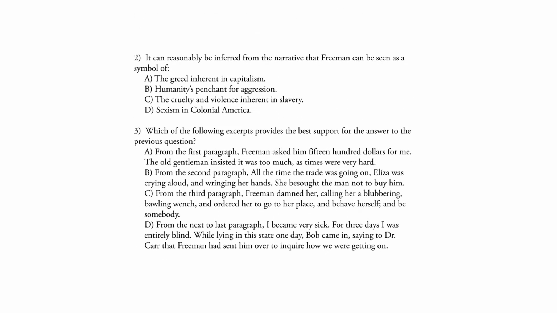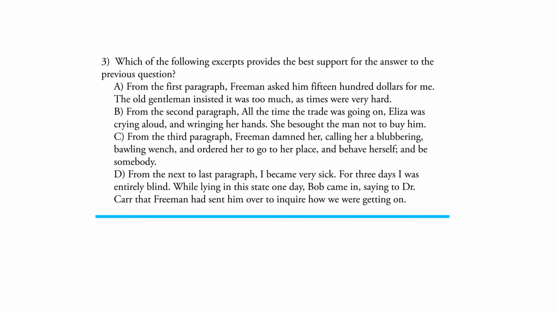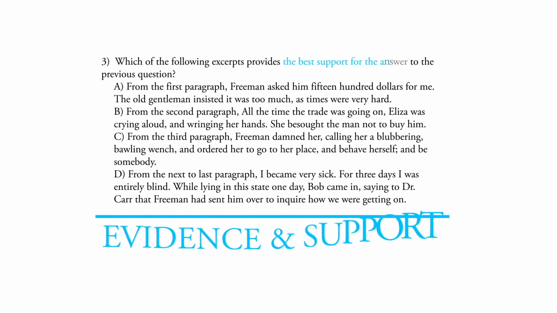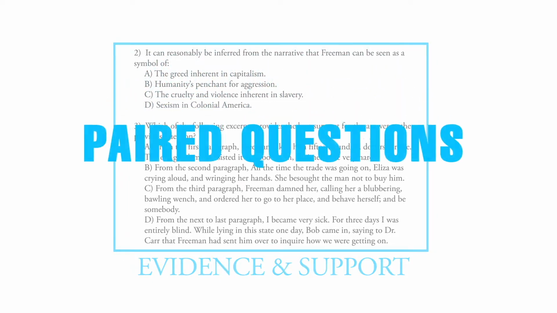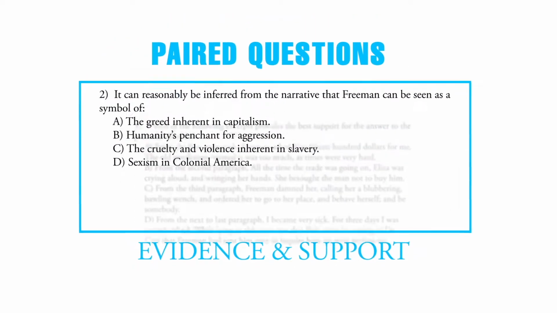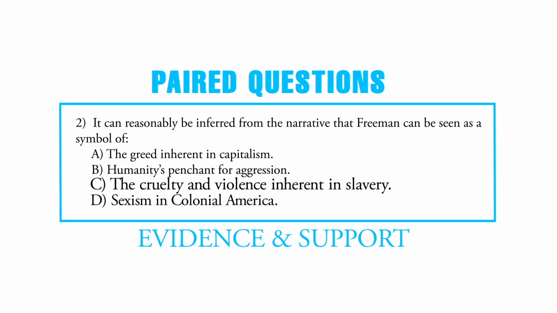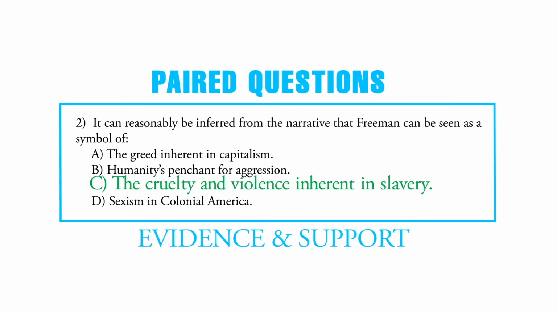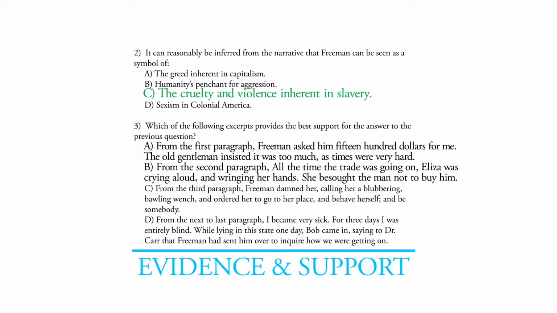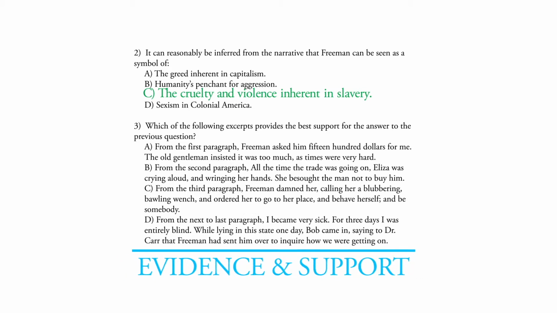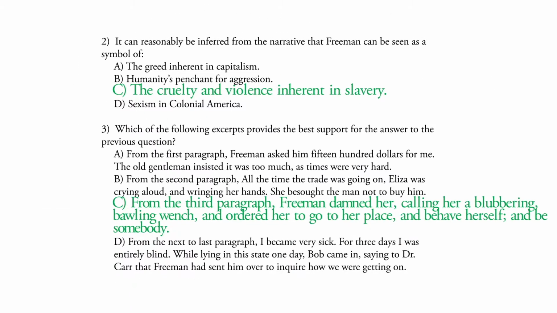We are going to look at question 2 and 3 together because question 3 is asking you to select the best support for your answer to question 2. When you have these paired questions, you want to read the initial question first and see if you know the answer. If you do, then select the answer and go to the next question and find the excerpt from the passage that best supports your answer.